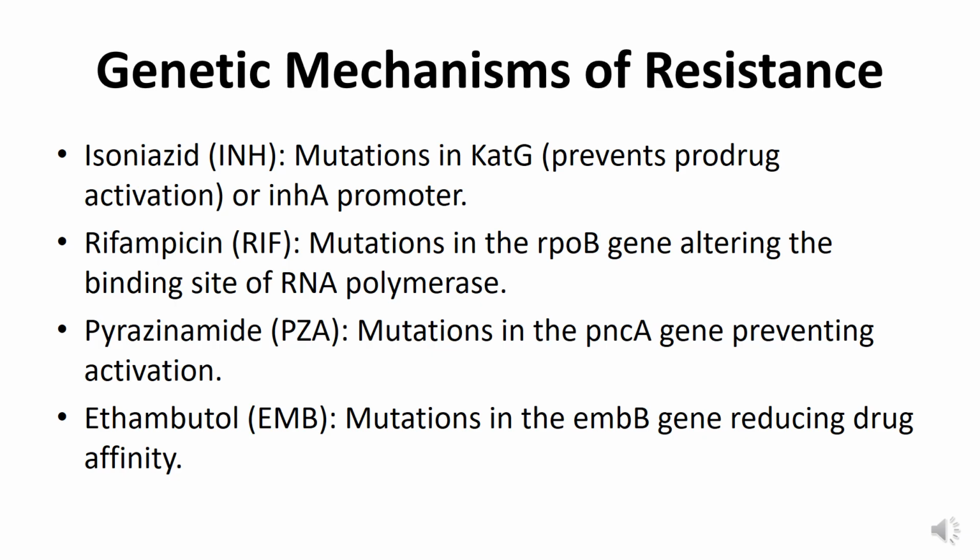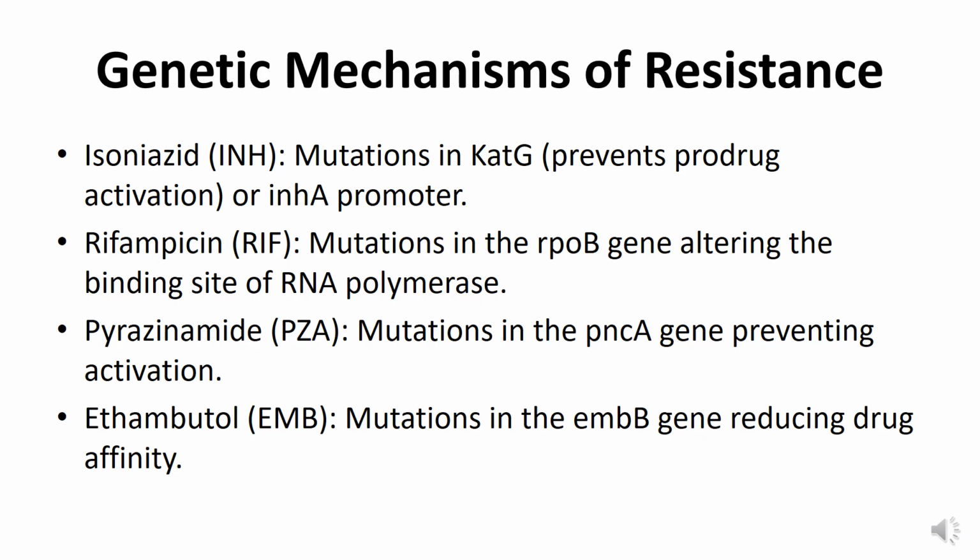The important lesson is that resistance often develops through changes in drug activation pathways or alterations in drug targets. These genetic mutations reduce drug effectiveness and allow bacteria to survive. This is precisely why combination therapy is so important in tuberculosis management. By attacking the organism through multiple mechanisms simultaneously, the likelihood of resistant strains emerging is dramatically reduced. In summary, resistance to first-line anti-TB drugs arises through specific genetic mutations.